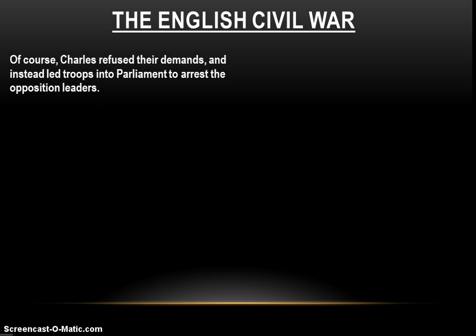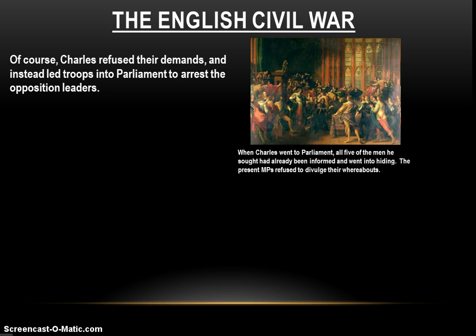So of course Charles refuses their demands, and instead decides to lead troops into Parliament to arrest his opposition leaders. And he doesn't just go in there to arrest them because it's like, "Oh, how dare you try to limit my power." There was ample evidence to suggest that these same Puritan leaders who passed this bill to limit his power had also colluded with the Scottish when they invaded England. So, one side of history likes to tell that he wanted to arrest these guys just because they went against him, but in reality, he was within the law to arrest these guys, given that he had ample evidence that they had colluded with the Scottish.